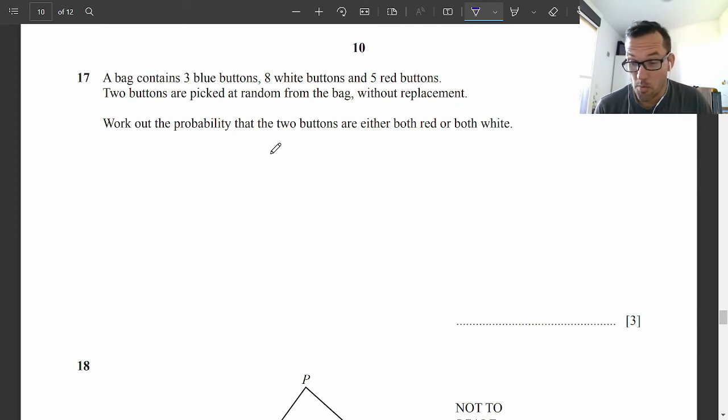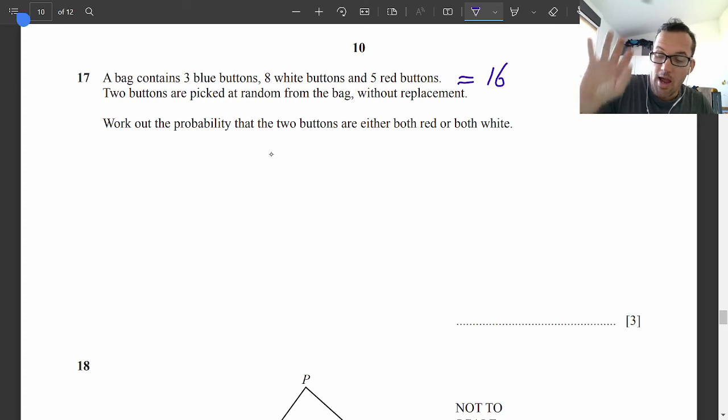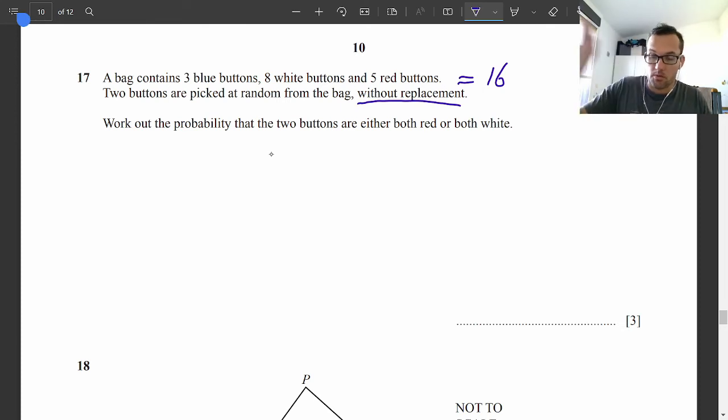Question 17, probability. 3 blue buttons, 8 white buttons, 5 red buttons. That gives us a total of 16 buttons. Now we're picking 2 buttons at random from the bag without replacement. That's very important. We don't put them back after we've taken them out. Okay, so we work out the probability of getting 2, both red or both white.